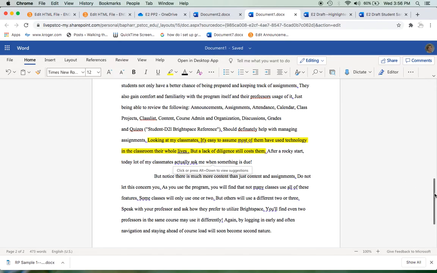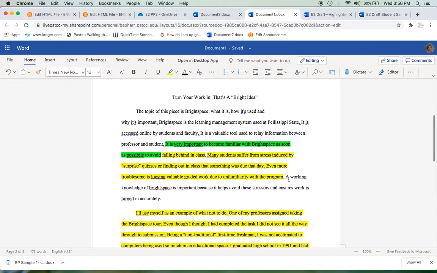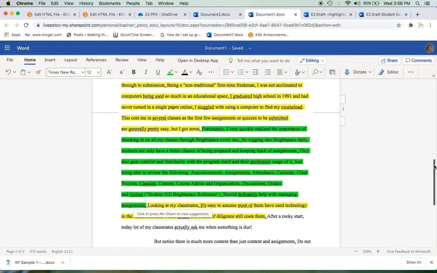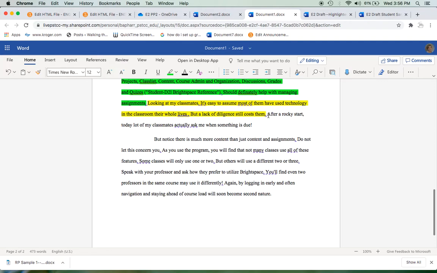So those are the problem sentences, and these are the solution sentences. A working knowledge of Brightspace is important. And then all of these sentences talk about using Brightspace to solve that problem. This sentence right here is kind of after the problem, so really we're not going to highlight it. And this is more information about Brightspace and how to use it. So it may be part of the solution. So we're going to highlight that green.